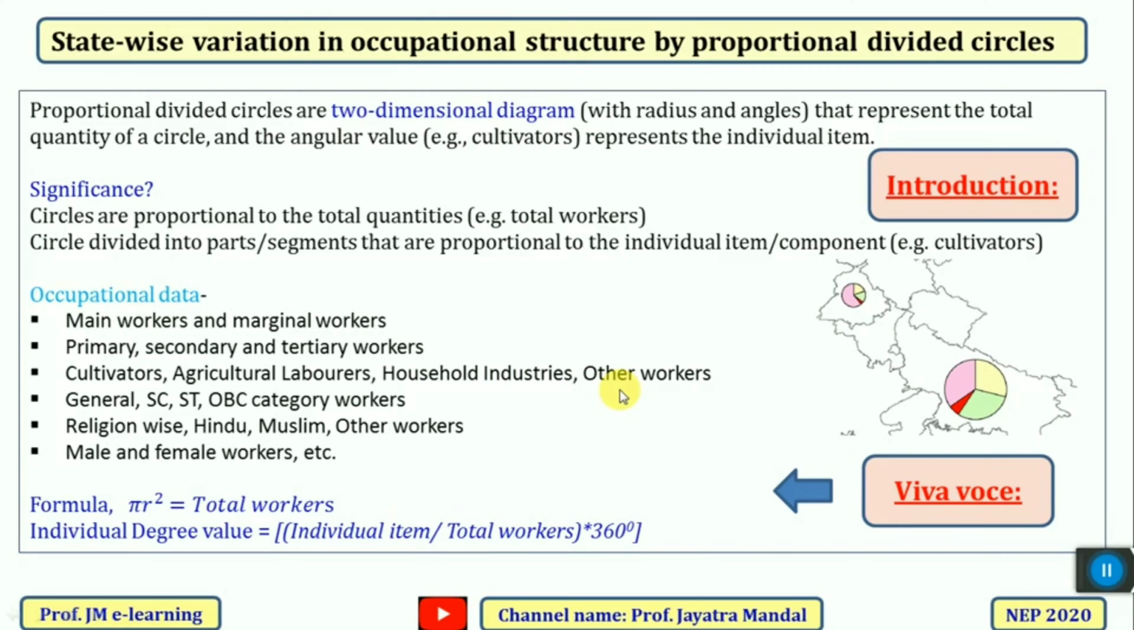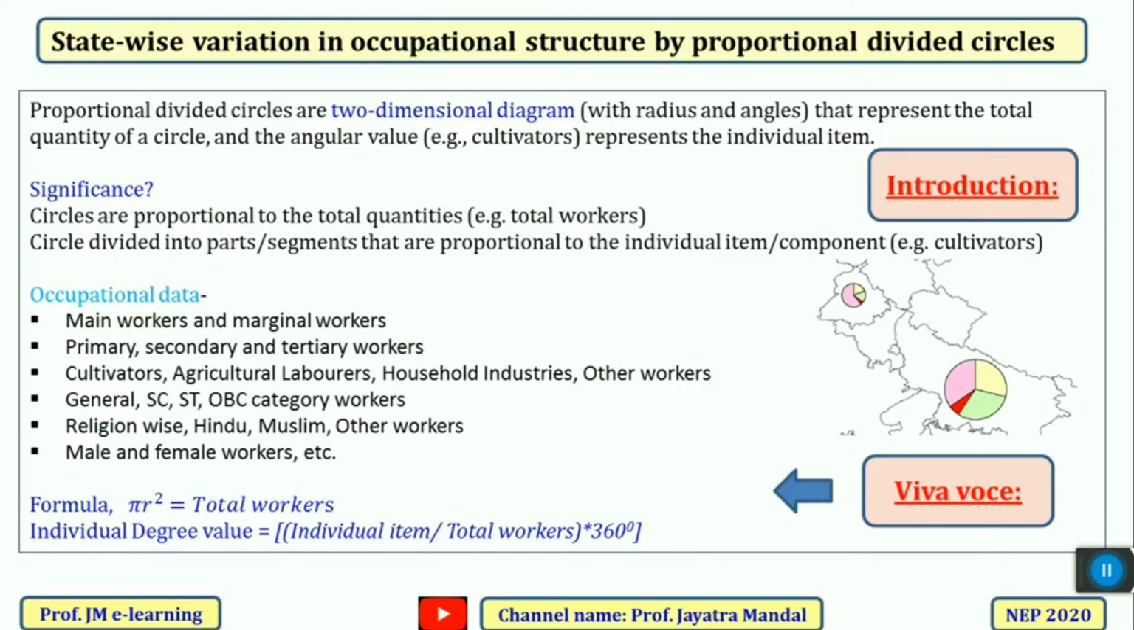What is the difference between cultivators and agricultural laborers? Cultivators work on their own land, they are landowners, while agricultural laborers work on land that they do not own. That means they are hired workers. Categories based on caste: general, SC, ST, OBC. Categories based on religion: Hindu, Muslim, others. Gender-wise categories: male, female workers.